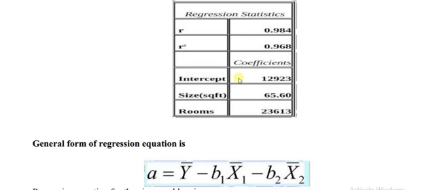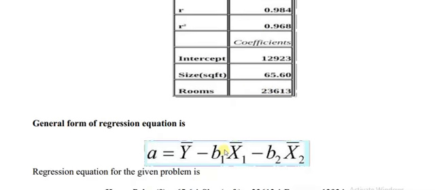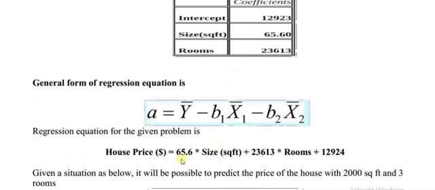Then what is the y-intercept? The y-intercept is 12923. The slope for size is 65.6 and for the number of rooms the value is 23613. So this is the equation for how we can fit a number of different features. That is a equal to y bar minus b1 x1 bar minus b2 x2 bar. So the regression equation is now given in this way, the modified regression expression for house price prediction.